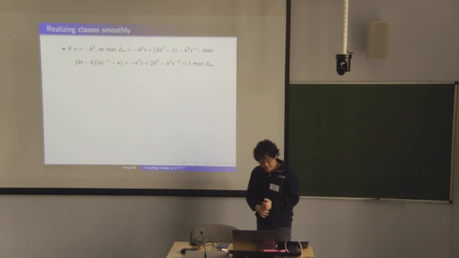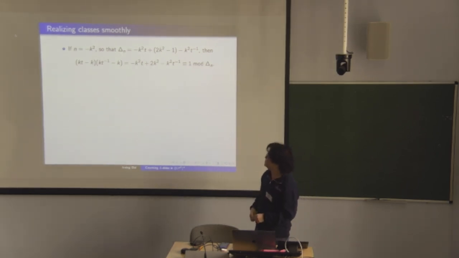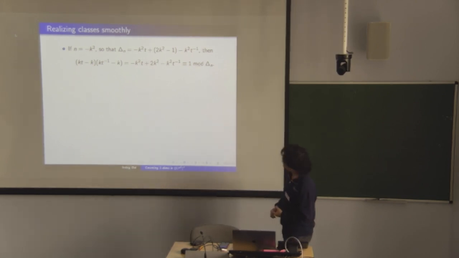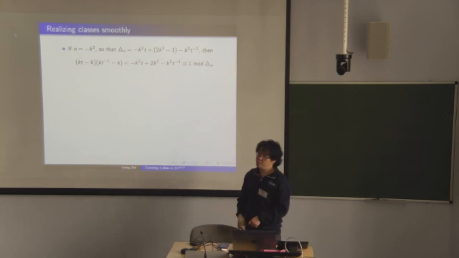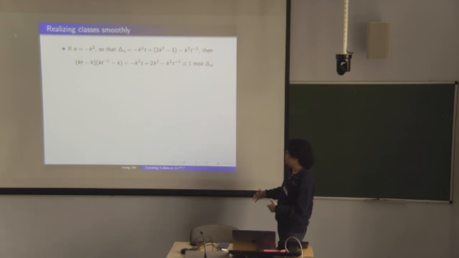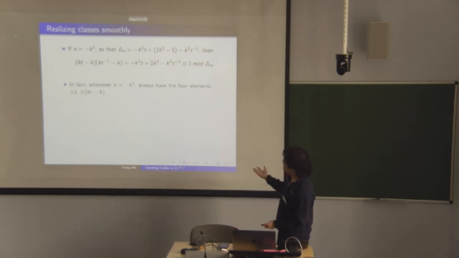Okay, so let's take a quadratic polynomial where the leading coefficient is negative a perfect square, which in particular includes some of the cases that I talked about earlier where the leading coefficient is negative a prime power with even exponents. In this case, you can always write down 4 particular unitary units: plus or minus 1, and also plus or minus this linear polynomial kt minus k. Okay? So you always have these 4 unitary units here.